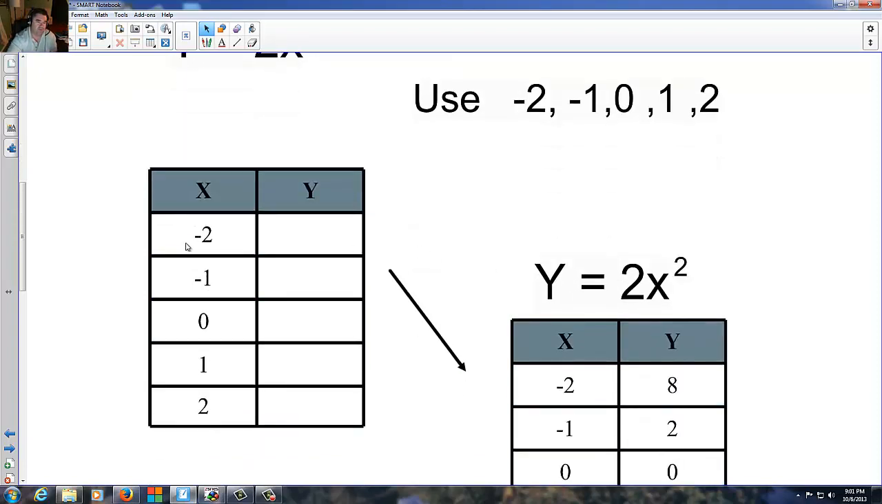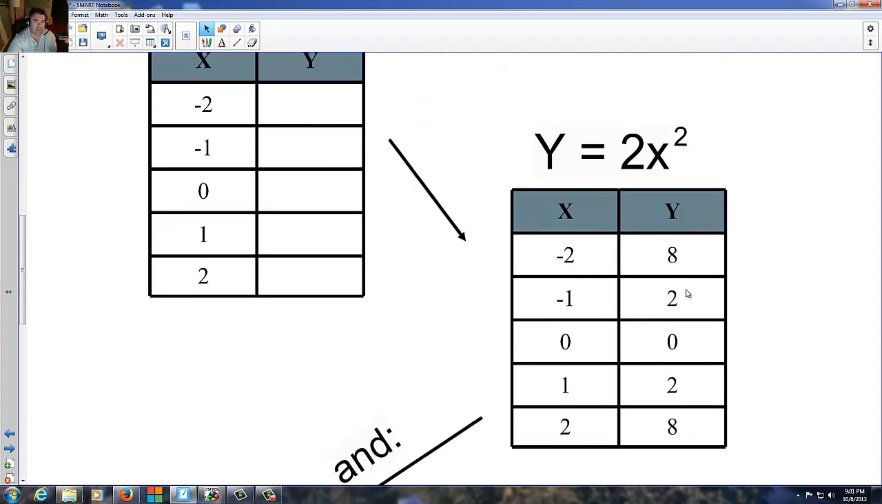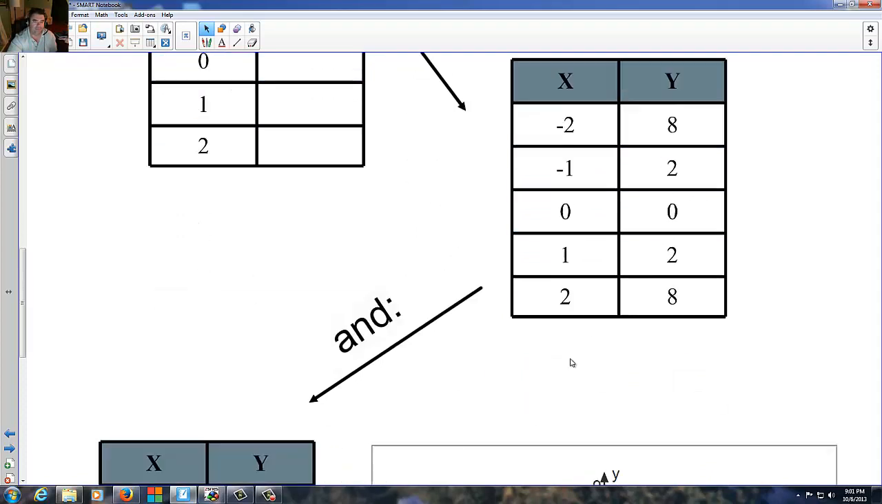So I'll go ahead and plug these numbers in for x value and take negative 2 times itself, then times 2. Negative 1 times itself times 2. 0 times itself times 2. And so on. And I'll get 8, 2, 0, 2, 8.